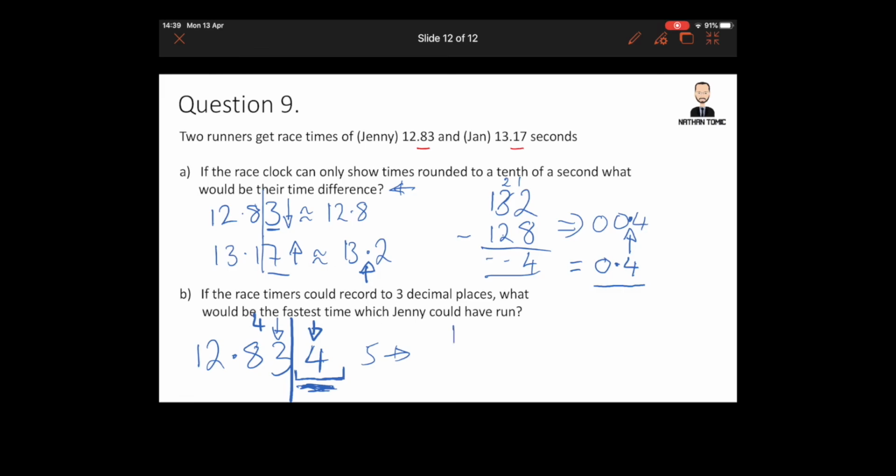So her fastest time would be 12.834, and that would allow the board to still show 12.83 if we do our rounding.